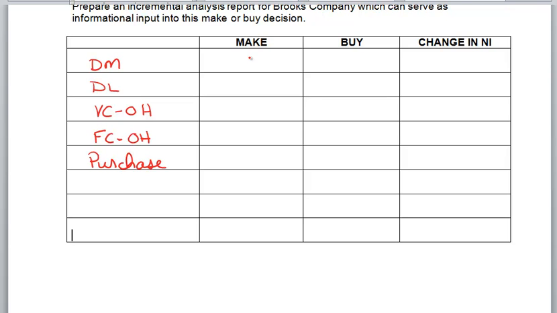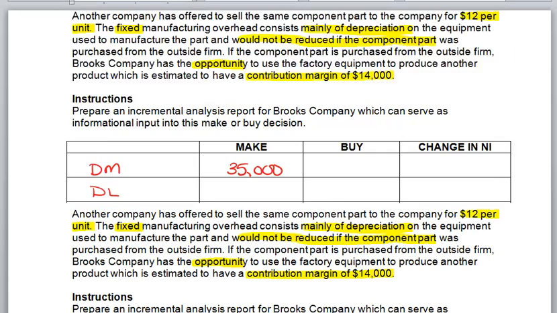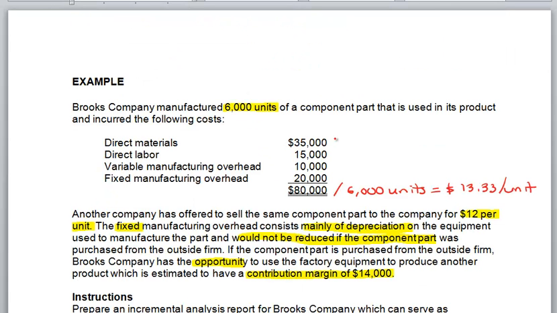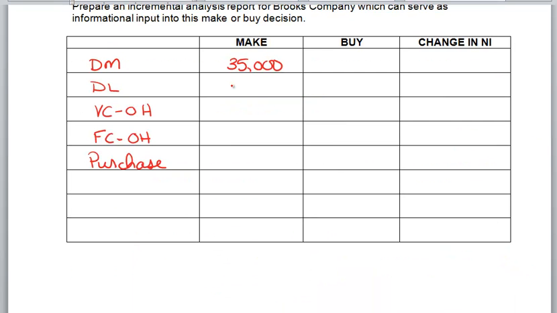So under our current making, we have direct materials of $35,000. You can see that going up to the given information, $35,000. Direct labor is $15,000, variable is $10,000, fixed is $20,000. So I'm just going to copy those down here: 15, 10, and 20. If we make, we have no purchase. So if we add this all up, that's 50, 60, 70, 80.